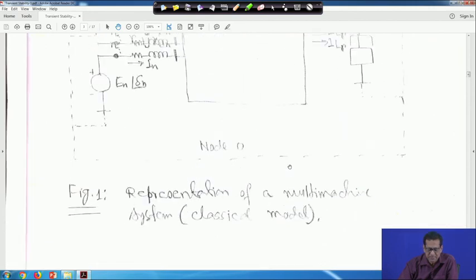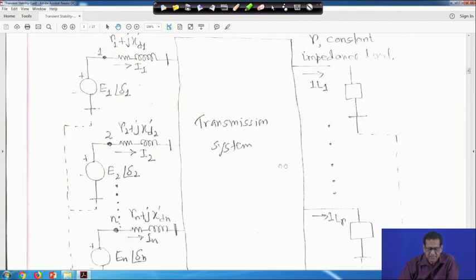This figure is the original, better figure I have shown. This voltage is E1 delta 1, this is E2 delta 2. Once the load flow is known, then E1, E2, En and delta 1, delta 2 up to delta n can all be computed, that we will see later, and the current flowing here is I1, I2 up to In.